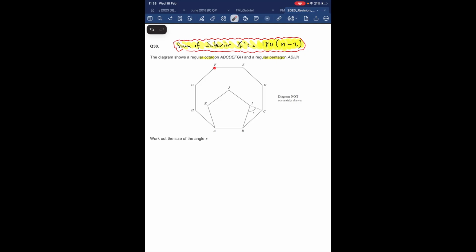So we've got two polygons. We've got the larger octagon, which has got 8 sides, and then we've got the smaller pentagon, which has got 5 sides. So our starting point, we want to try and calculate the interior angles of each of those polygons. So we want to work out what these interior angles are going to be. So we need to work out that interior angle, and we need to work out the interior angle for the pentagon.